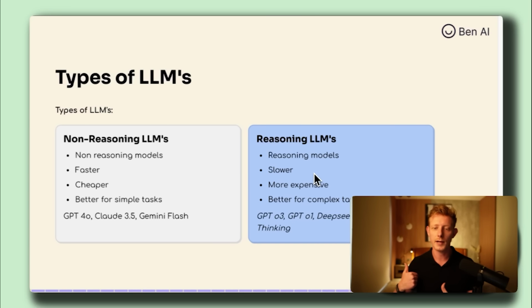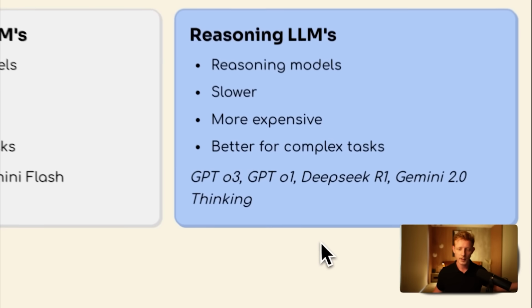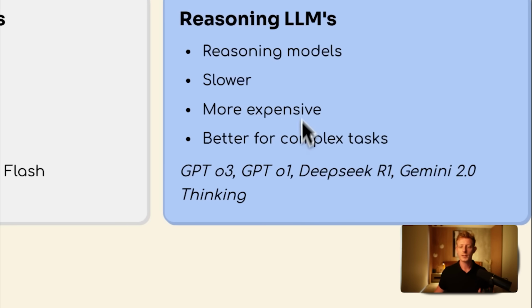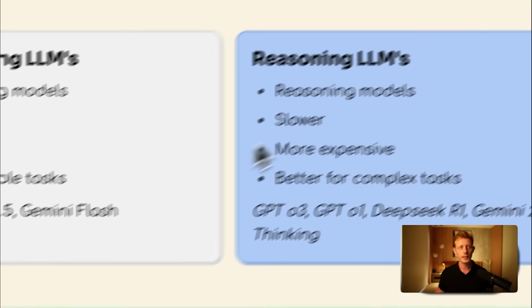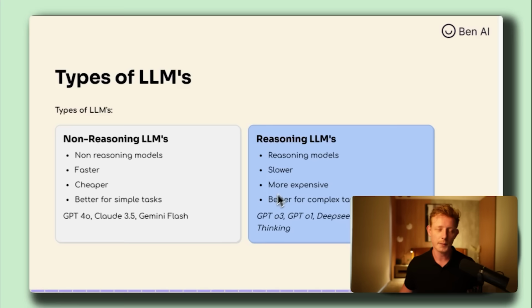And reasoning LLMs are generally slower, more expensive, but a lot better for more complex tasks, right? And examples are GPT-o3, GPT-o1, DeepSeek, Gemini 2.0 Thinking, etc. And the best analogy I've heard for these two types of models is that these are basically system 1 level thinkers, and these are system 2 level thinkers.